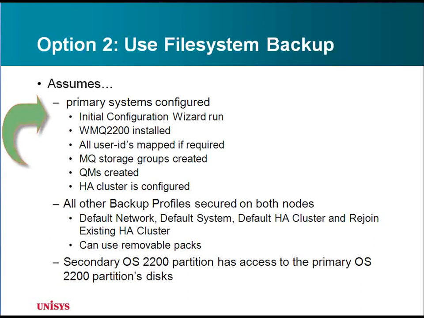After this is done, you'll want to run all your backup profiles and secure them on 2200 disks that are available for each the primary cluster pair and the DR cluster pair. So the backup profiles that are included with your system include the network, the system configuration, the HA cluster, and then the rejoin existing HA cluster. We also assume that the secondary OS 2200 partition has access to the primary's disks.